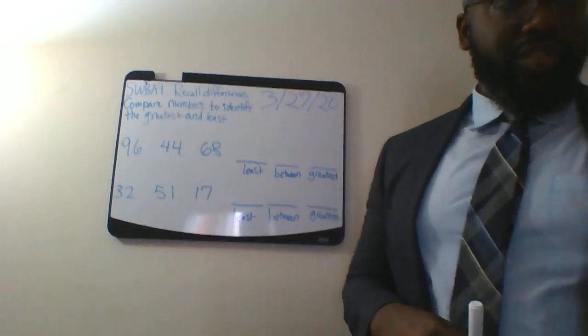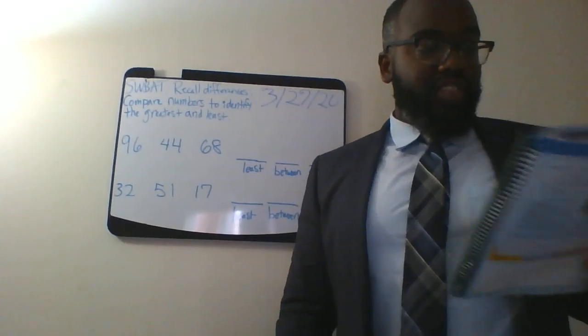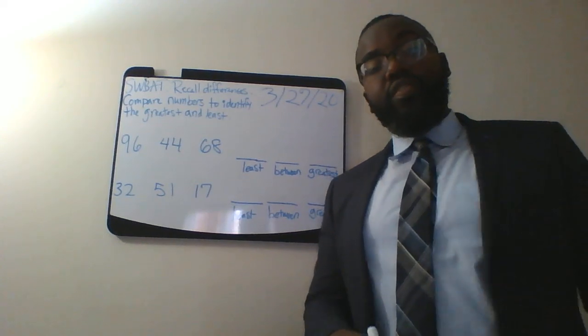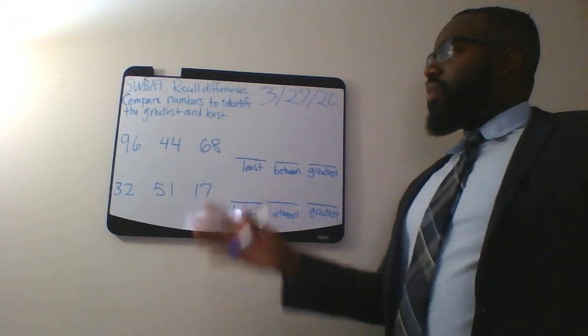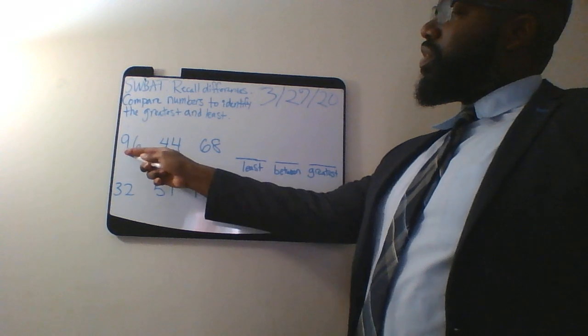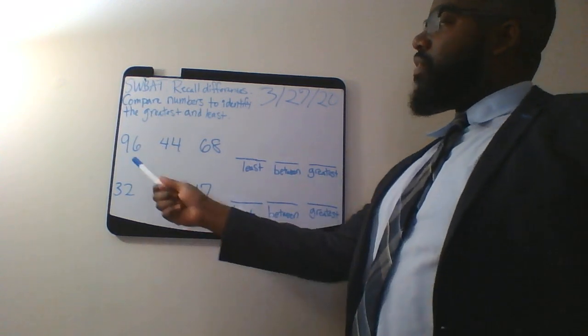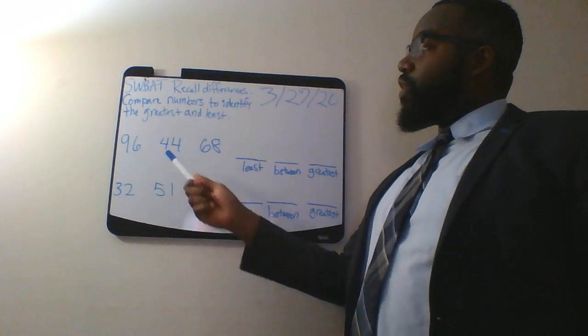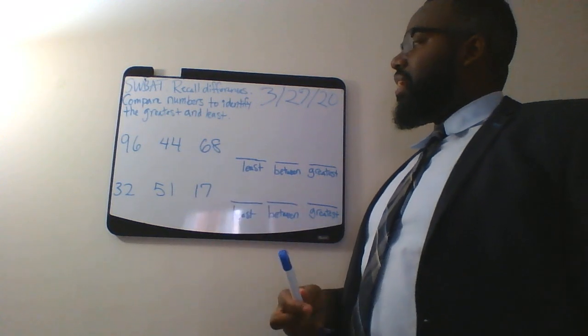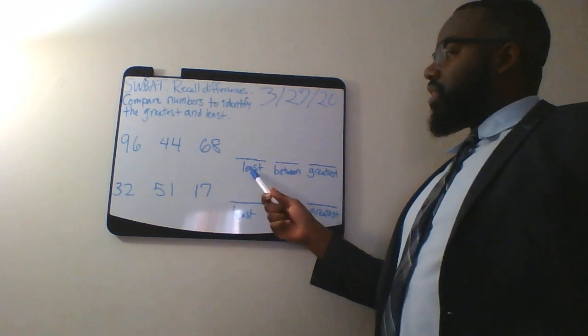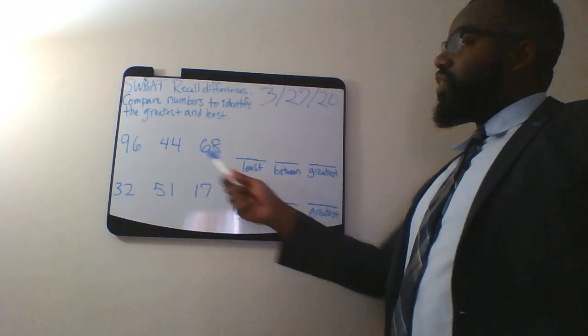Now let's look at number 2. Number 2 asks us to write these numbers in order from least to greatest. So I'll put a few examples on the board. Let's start off with this first example. Numbers we have here are 96, 44, and 68. Now we have to figure out what is the least, between, and greatest for these three numbers.